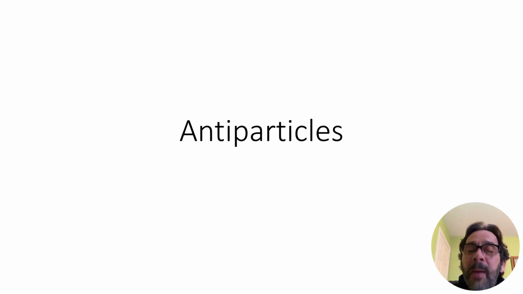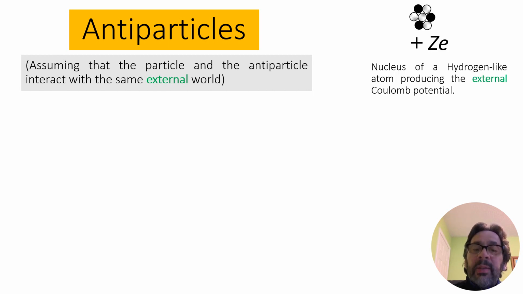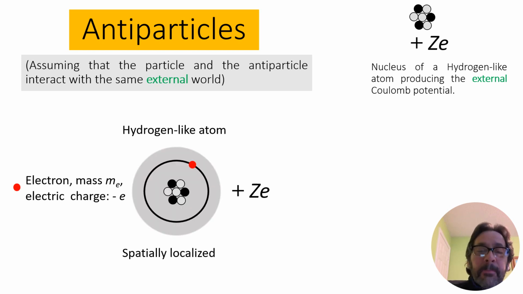Let's talk now about antiparticles. Assume that the particle and the antiparticle interact with the same external world. The external world is the nucleus of a hydrogen-like atom producing the external Coulomb potential. The nucleus will have Z protons.